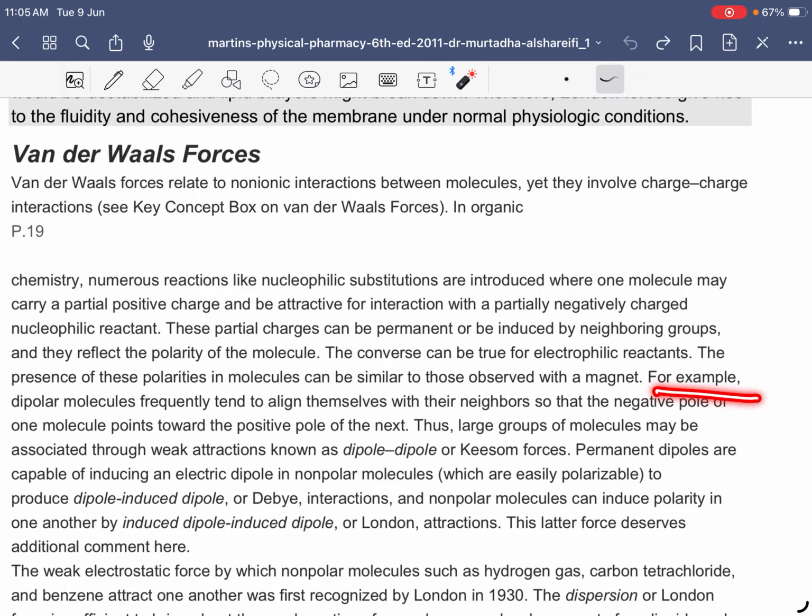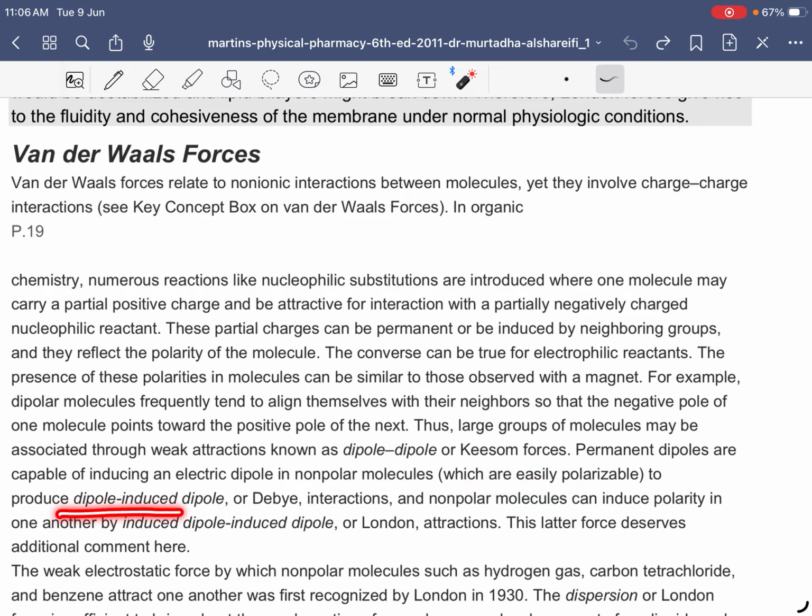For example, dipolar molecules frequently tend to align themselves with their neighbor so that the negative pole of one molecule points towards the positive pole of the next. Thus, a large group of molecules may be associated through weak attraction known as dipole-dipole or Keesom forces. Permanent dipoles are capable of inducing an electric dipole in non-polar molecules which are easily polarizable.